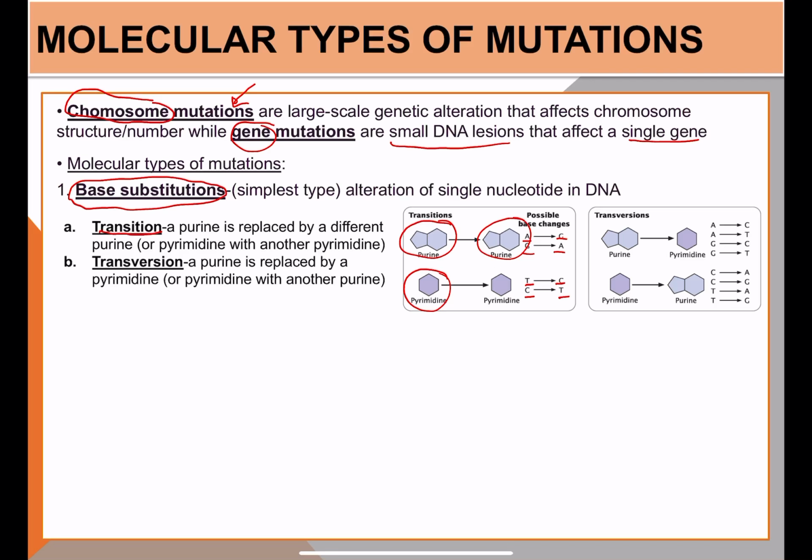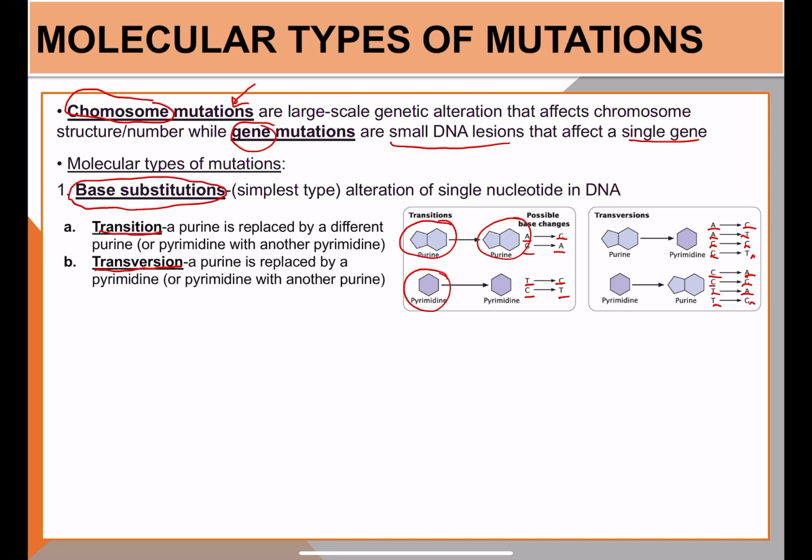Now, the other type of base substitution is called transversion. This is when a purine is replaced by a pyrimidine. So from an A to a C or A to a T, or vice versa, G to a C, G to a T, okay? The other way around, C to a G, okay? Or T to a G, okay?